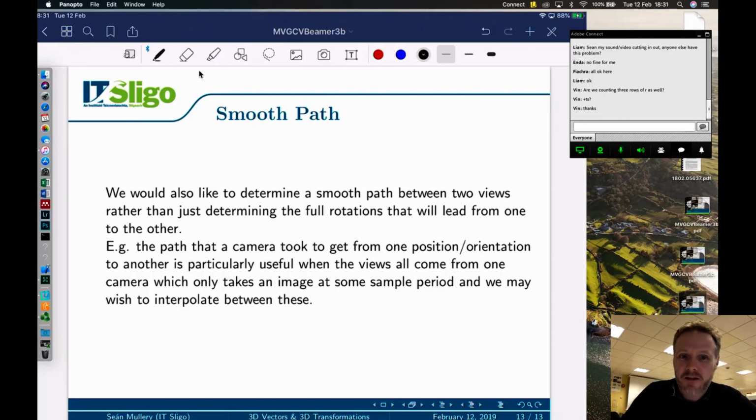So for example, the path that the camera took to get from one position or orientation to another is particularly useful when the views all come from one camera, which only takes an image at some sample period, and we may wish to interpolate between these two. So if you can imagine you've a camera on a car and you're moving and you want to determine the path along which that camera has taken, so that you can tell something about your location and what path you're moving through and so on.